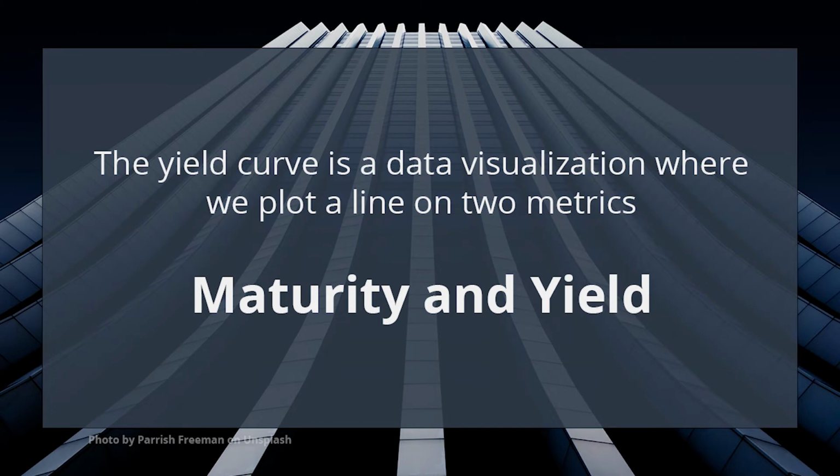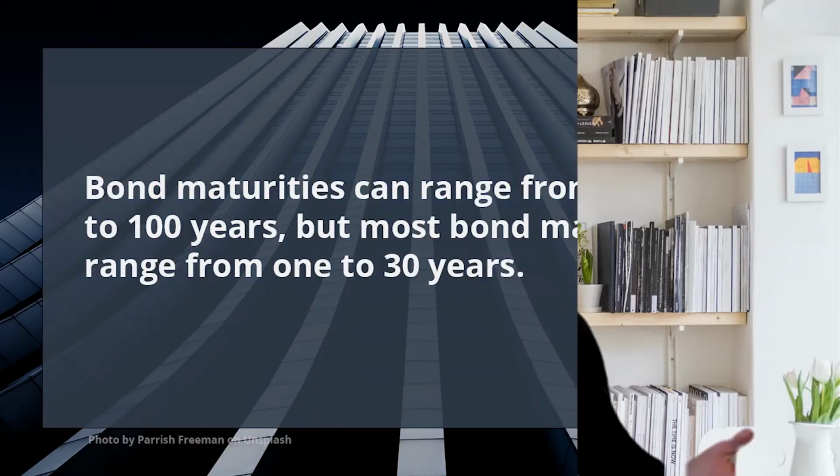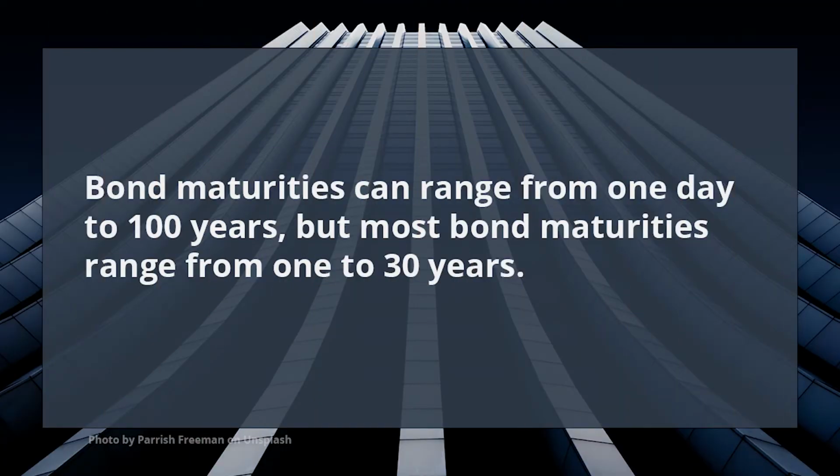Now, the yield curve is a data visualization where we plot a line on two metrics, maturity and yield, also known as interest rate. We're looking at the maturity and yield of bonds in this case. A bond's term or years to maturity is usually set when issued. Bond maturities can range from 1 day to 100 years, but most bond maturities range from 1 to 30 years.